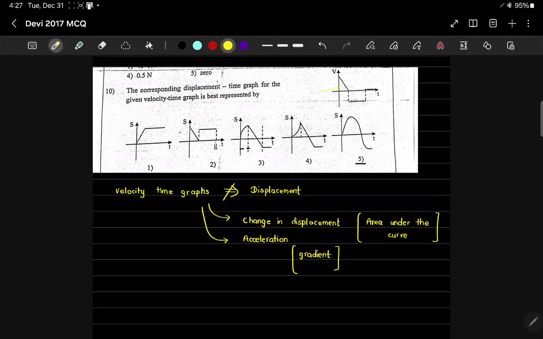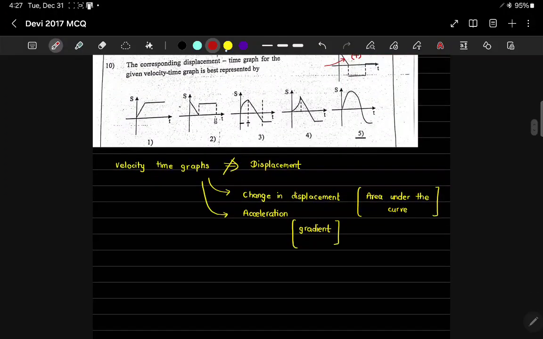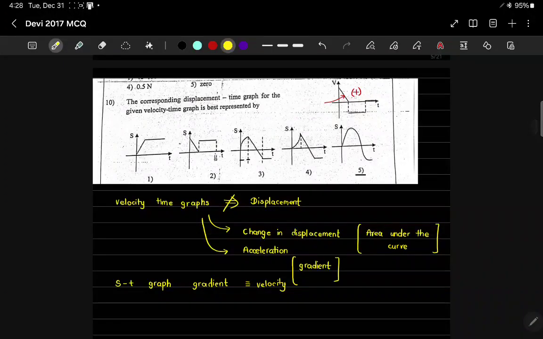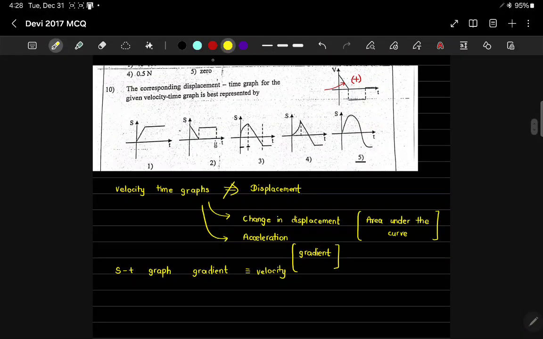Now in the first scenario, we have a velocity which is positive but decreasing. Then what should the gradient be similar to that? The gradient of the displacement time graph, because the gradient of the displacement time graph is actually the velocity. So we have a velocity which is positive and decreasing, so similarly, we should have a gradient in the displacement time graph which is positive and decreasing.